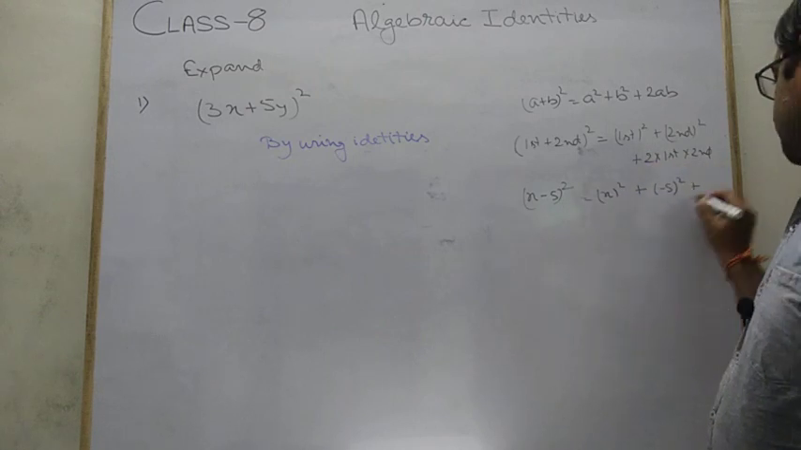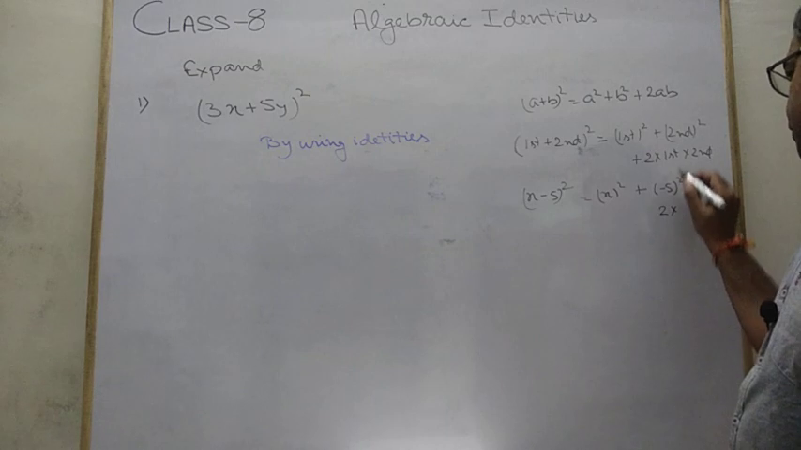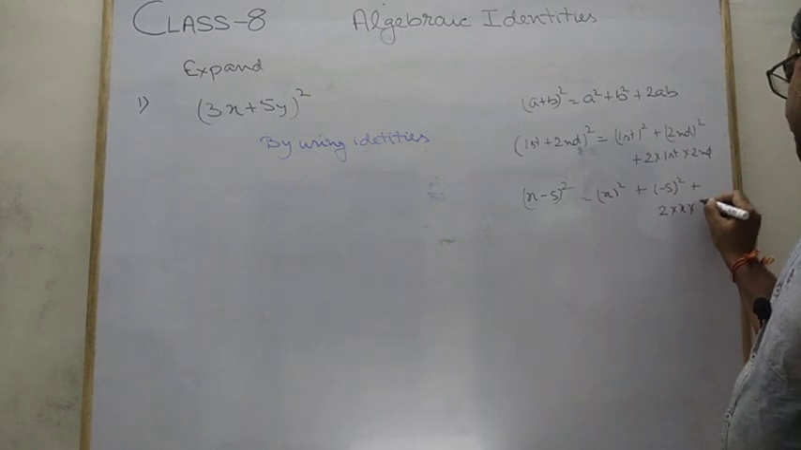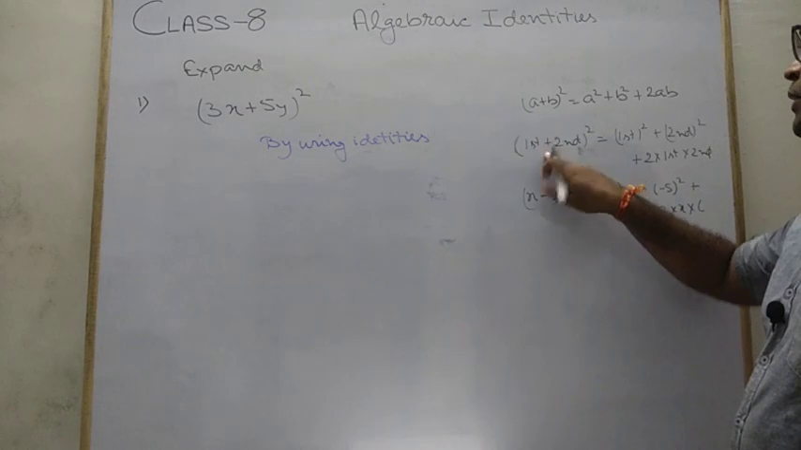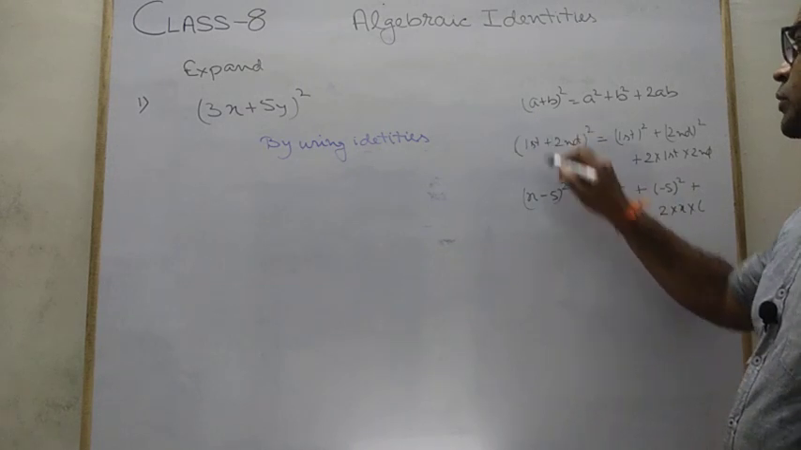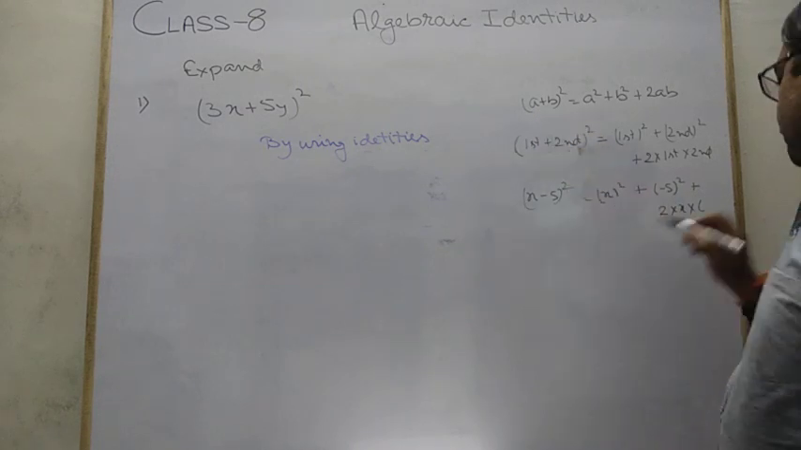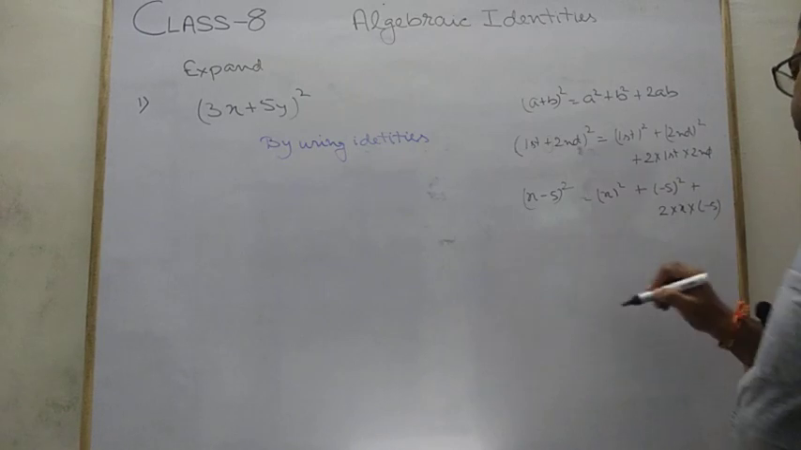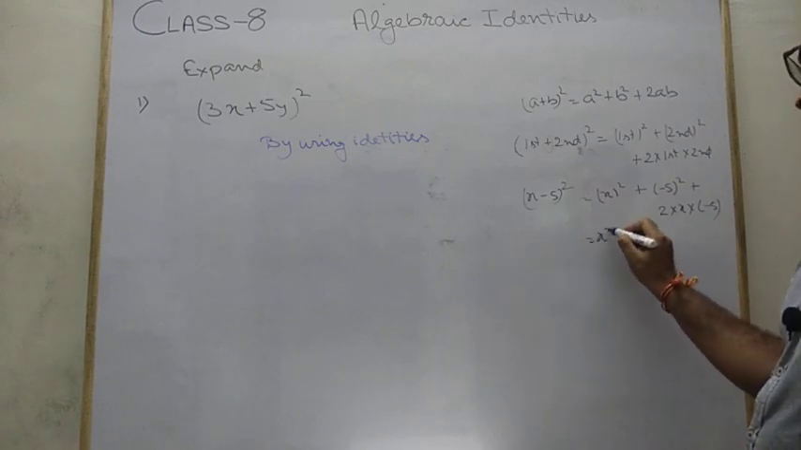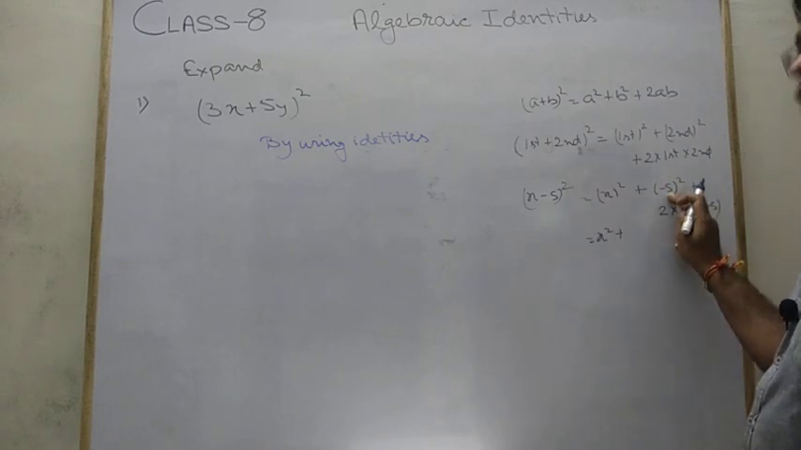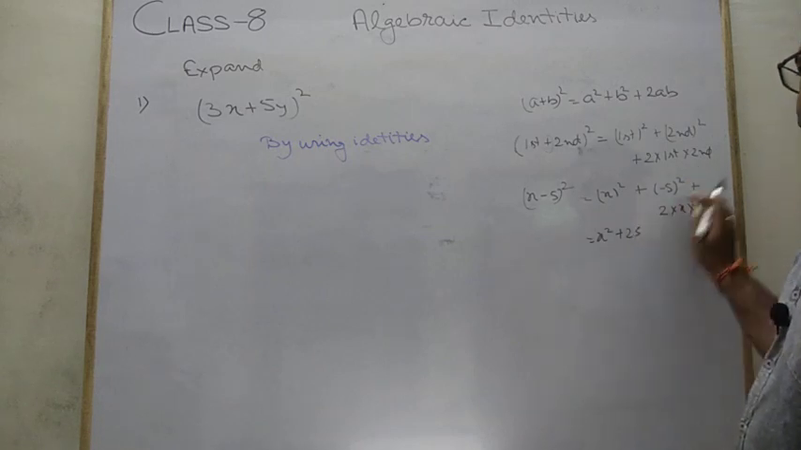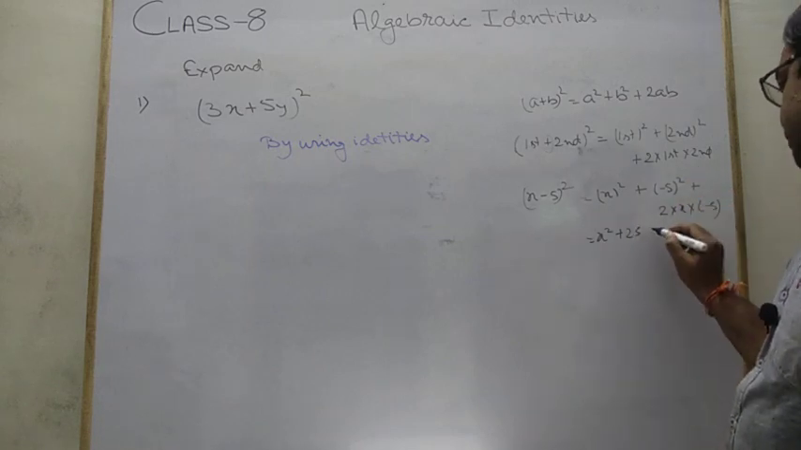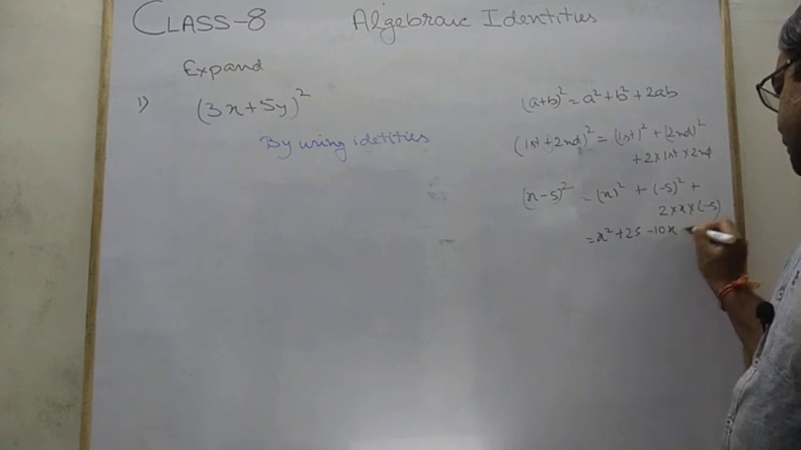Plus 2. Okay, plus 2 into what is the first term? x. What is the second term? It's minus 5, because here we have plus sign. So we must have plus sign here. Clear? So ultimately what we have? Minus 5 into minus 5 is 25. Minus 5 plus 2 is minus 10, plus minus 10x.